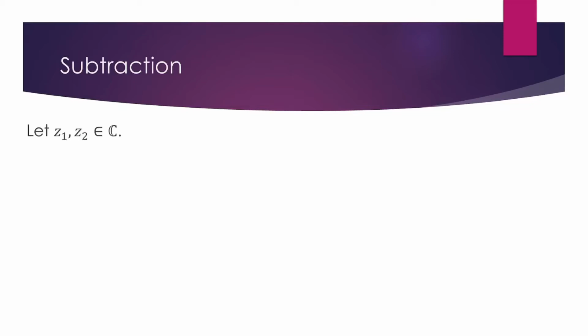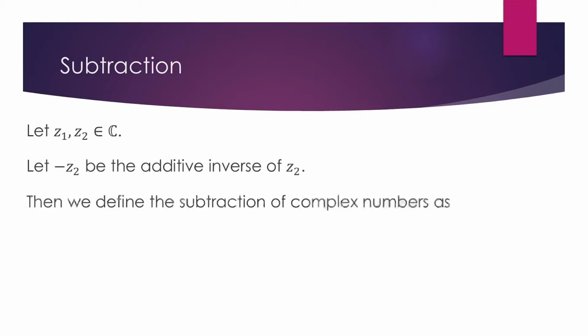Suppose Z1 and Z2 are two complex numbers. If Z2 is a complex number, it will have an additive inverse in the complex plane, and we will denote it by minus Z2. So let minus Z2 be the additive inverse of Z2. We know how to add two complex numbers. So we will define the subtraction of complex numbers as Z1 minus Z2 is equal to Z1 plus minus Z2. That means subtraction of Z2 from Z1 is the same as addition of Z1 and the additive inverse of Z2.